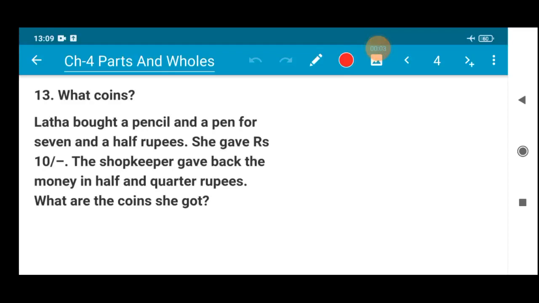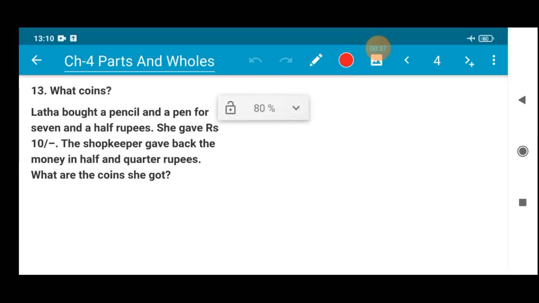In your book you can see on page number 70, what coins. It is from the practice time only. So Lata bought a pencil and a pen for 7.5 rupees. Now Lata went to the shop and she bought a pencil and pen for 7.5 rupees altogether. Now she gave rupees 10 to the shopkeeper and the shopkeeper returned the money in half and quarter rupees. So your job is to find what coins she got back. Okay, so let us write.